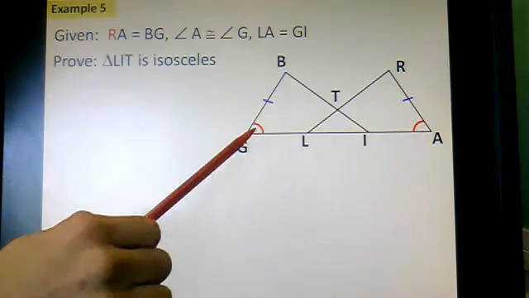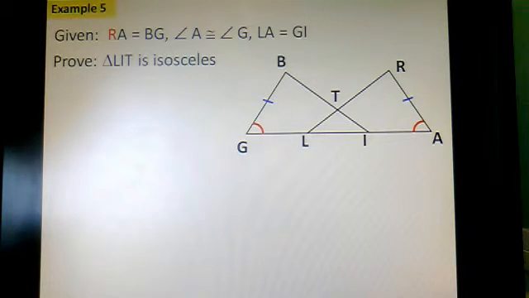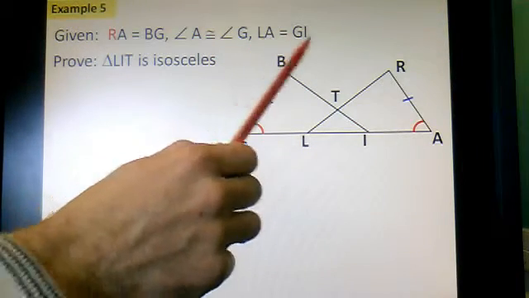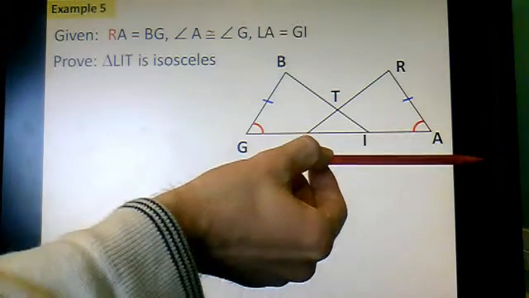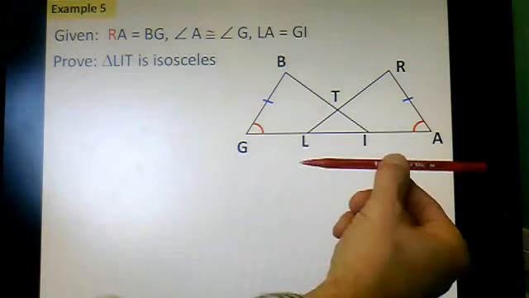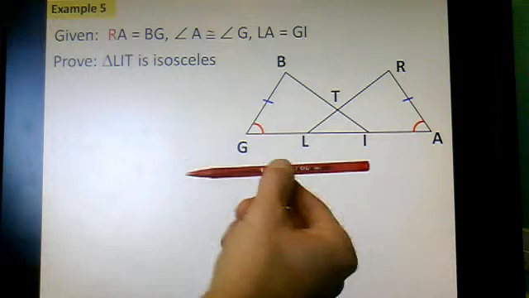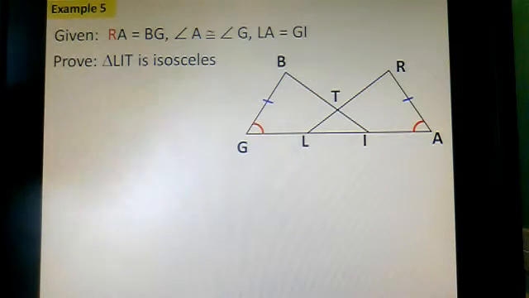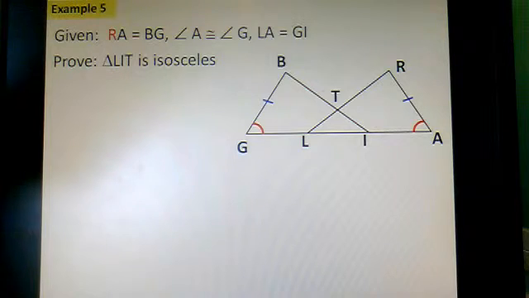Angle A and angle G are congruent. There's G and there's A. And the last thing that's hard to mark on here is that LA is congruent to GI. Don't overlook that. LA, this segment over here, congruent to GI. So those two pieces are congruent. That should give you enough information to dive right in at proving triangles are congruent.